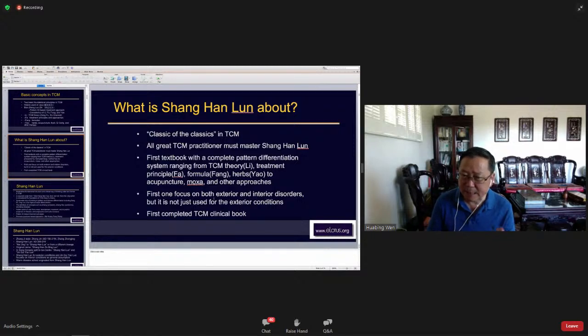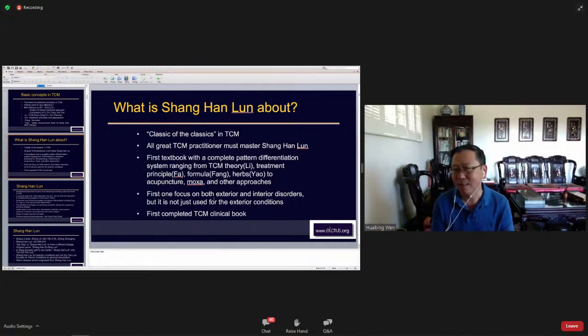It's the first completed TCM clinical book. People say the Yellow Emperor's book, Nei Jing, is the first one. I always joke about Nei Jing: the whole book altogether has about 13 formulas mentioned. And there's one famous formula called chicken poop powder. Is it okay? Two thousand years ago, the chicken poop must have been organic. There's no pesticides, it's keto friendly if you're in that field. And good nutrition, good minerals, but it's not so practical.